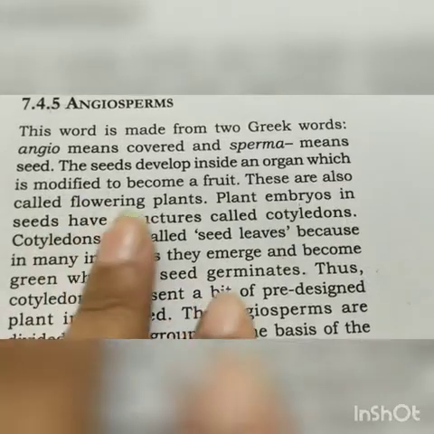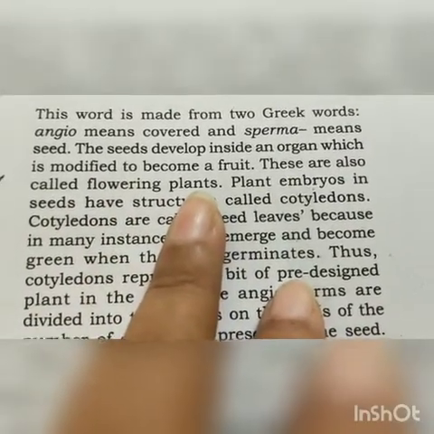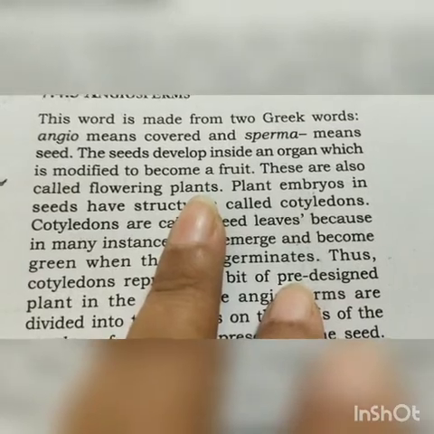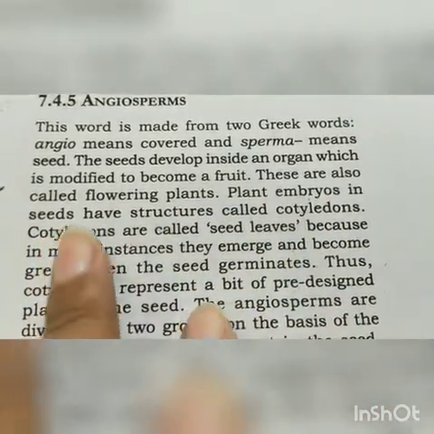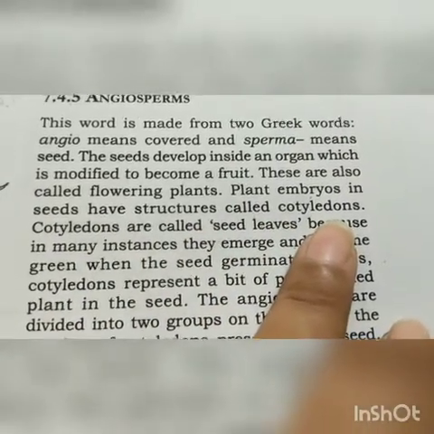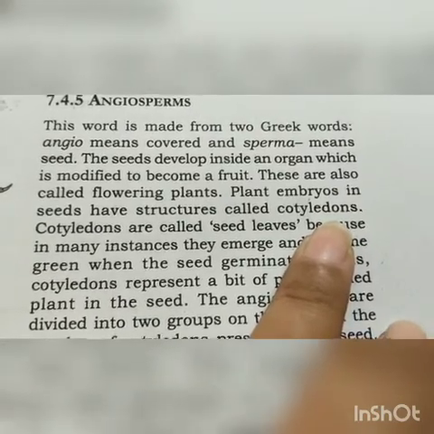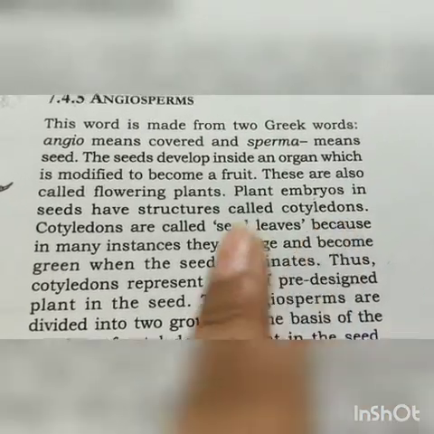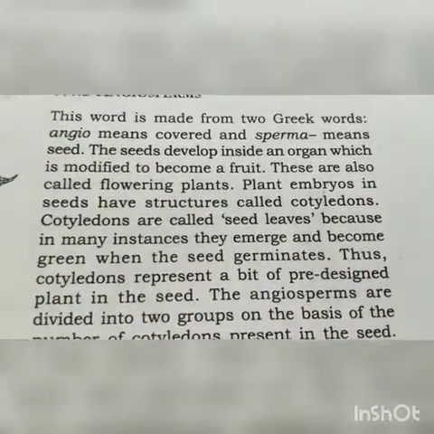These are also called flowering plants, and these angiosperm plants are also called the flowering plants because they bear the flower. The plant embryo in the seed has a structure called cotyledons. So the plant embryo present in the seed, the structure which bears the seed, is called the cotyledon. Embryo, where from the seed will come out.